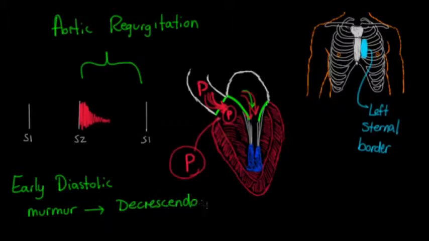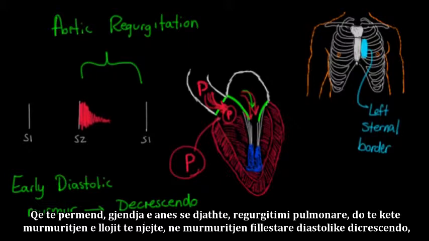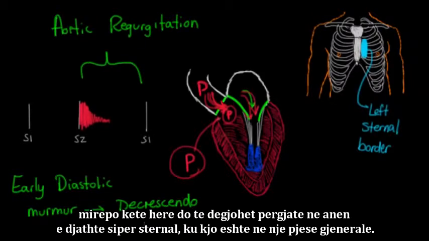And just to mention the right-sided condition, a pulmonic regurgitation, would be the same type of murmur, an early diastolic decrescendo murmur, but this time it would actually be heard along the upper left side of the sternum, whereas this one was generally just along the left side of the sternum.